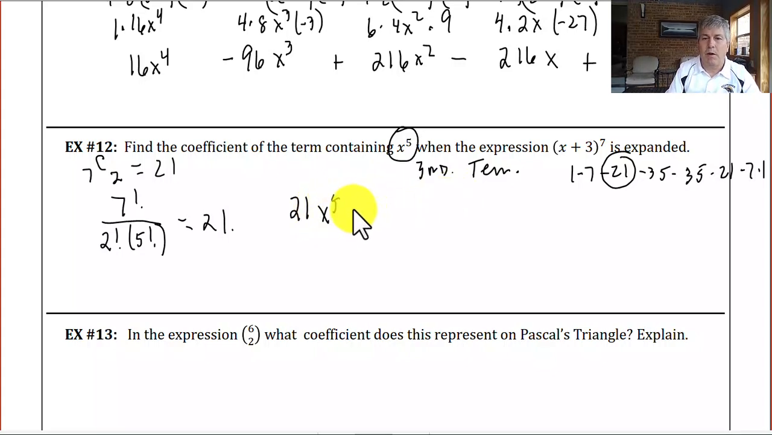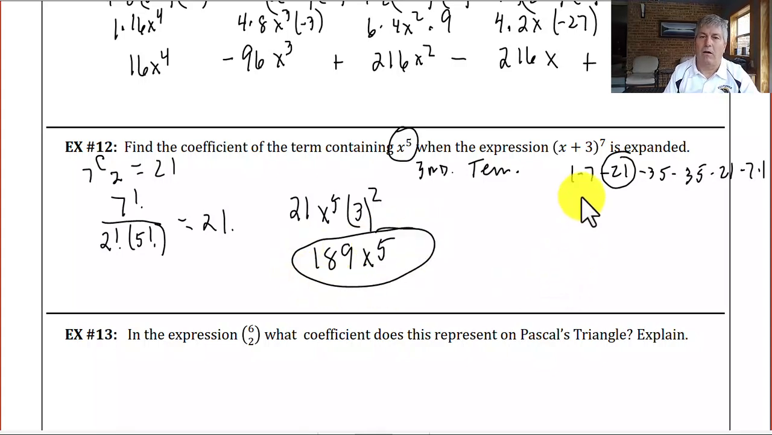But then we have to remember our 3. 3 to the 0, 3 to the 1, 3 to the 2nd. So our b term here is 3 to the 2nd. So now we have 21 times x to the 5th times 9, and that becomes 189x to the 5th. So there's our final answer.